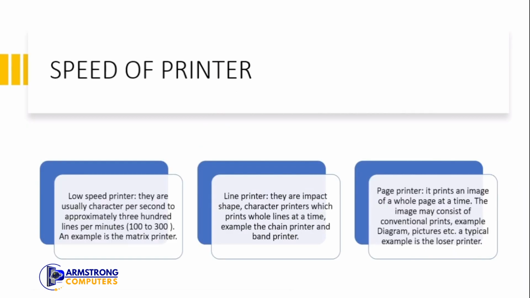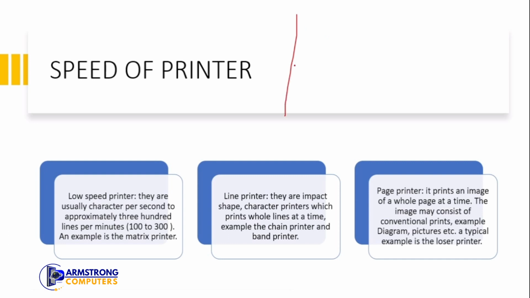Let's come to speed of printing. We have the low speed printer. They usually print from characters per second to approximately 300 lines per minute, which means some of the printers print 100 to 300 lines per minute. An example of these is the matrix printers.